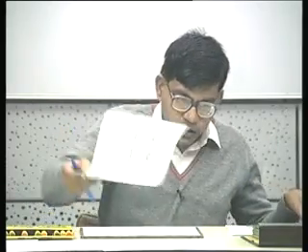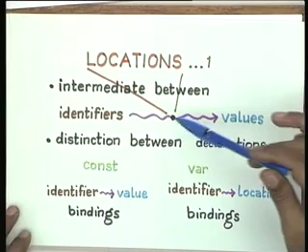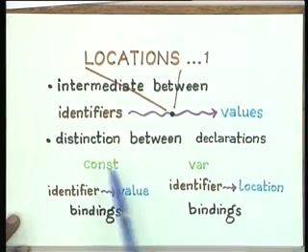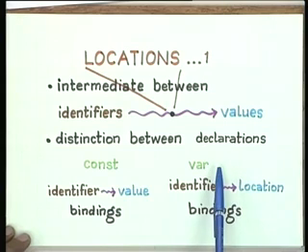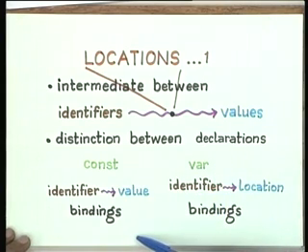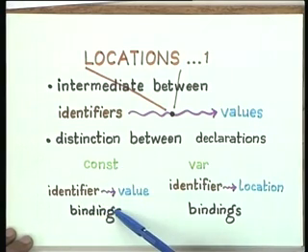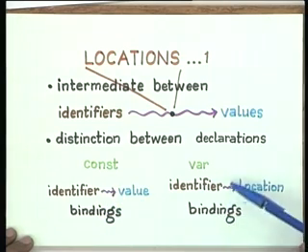And so we will look at locations as somewhere intermediate between identifiers and values. Then our declarations in our imperative language automatically take a certain meaning. Constant declarations would just be treated like the variables of ML, so they would just be identifier value bindings, whereas variable declarations would actually be identifier location bindings.